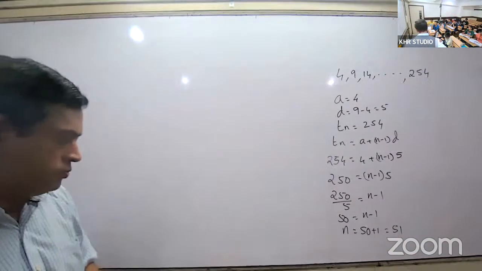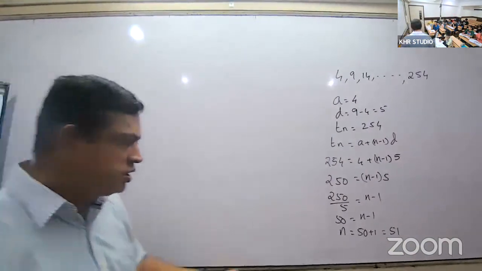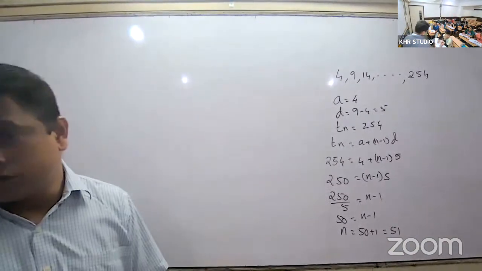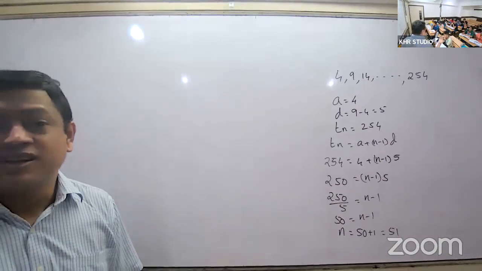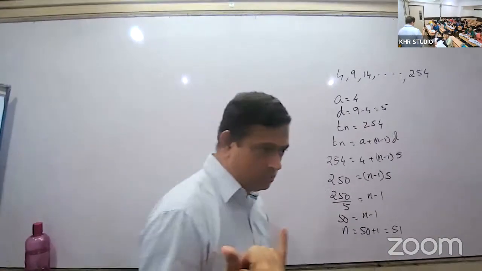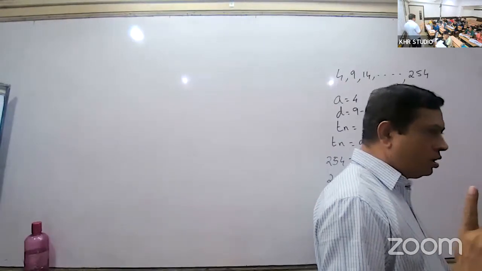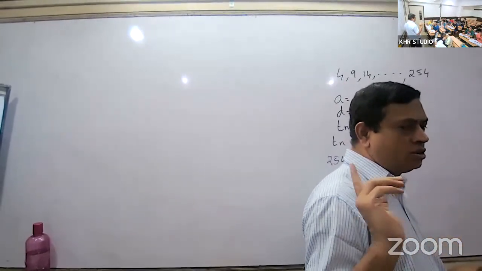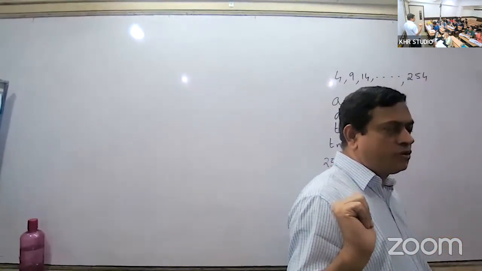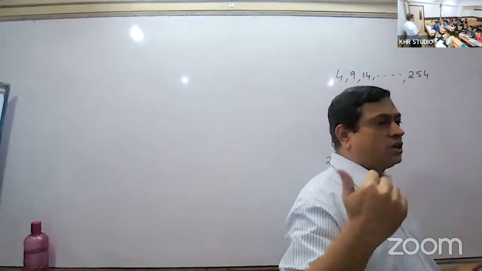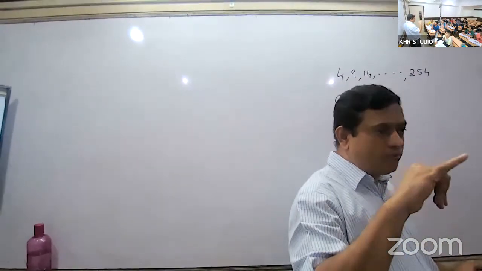All of you listen now. In this AP, how many terms are there? 51 terms. We have to find out the 10th term from the end. Careful. Now tell me, here in this AP, how many terms are there? 51. Which is the first term from the end? T51.